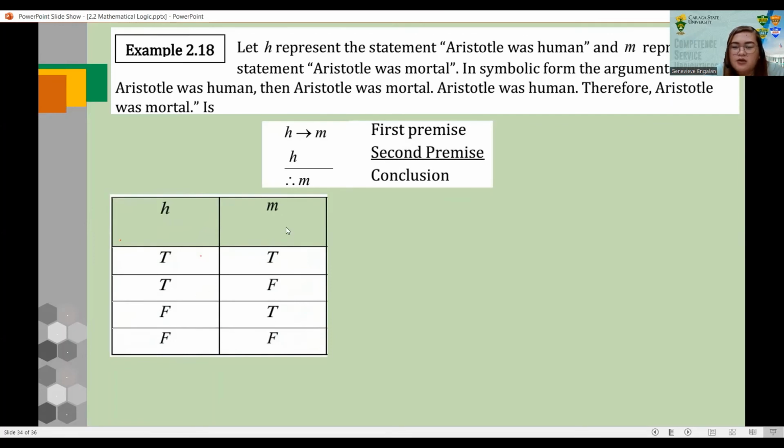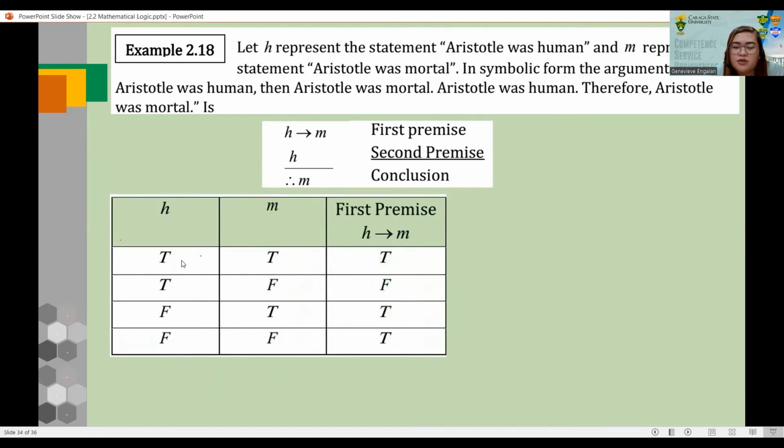Okay, next, let's take the first premise. Our first premise is H implies M. So, true implies true, that is true. True implies false, that is false. False implies true, that is true. False implies false, this is true.